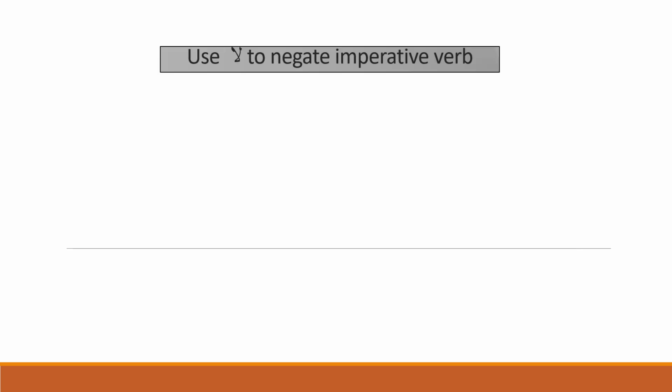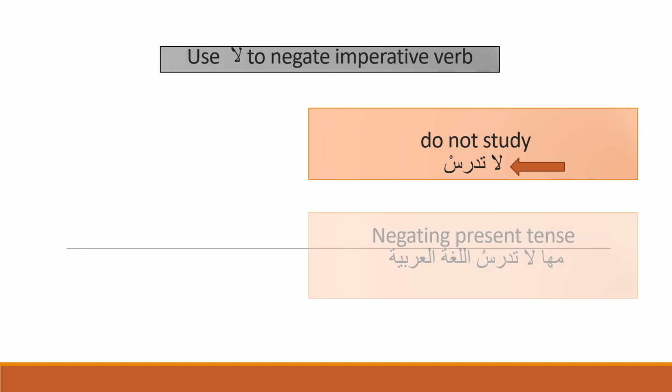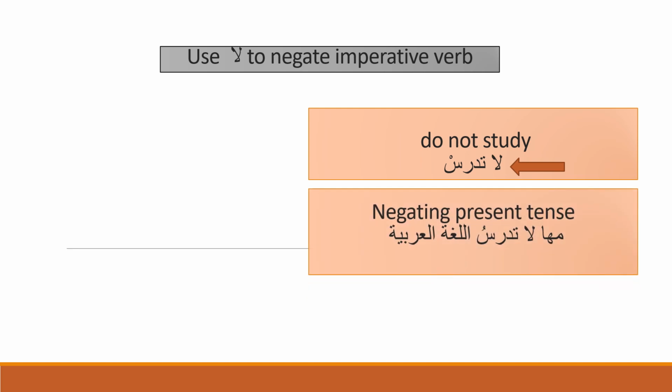Also, I can use لا to negate the imperative verb, which is a commanding verb. لا تدرس. I want to remind you again of the present tense: مها لا تدرس اللغة العربية. Can you see any differences between negating the imperative verb and negating the present tense? Look at the verb تدرس here and تدرس in the present tense. Can you see any differences?